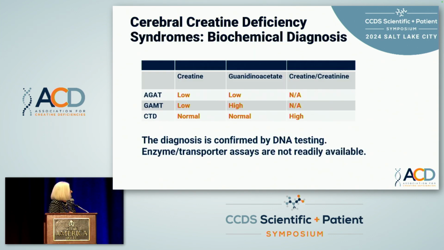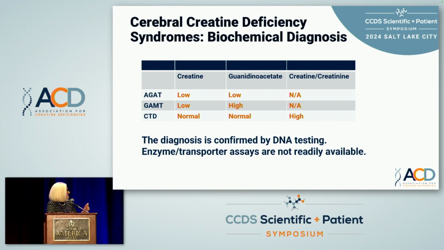Then we also have a way to diagnose them biochemically. I'm a biochemical geneticist, so I love the biochemical test, and I usually get very excited when I see some unusual results. So we measure them in plasma and in urine. In patients with AGAT deficiency, if you remember, in the first step of the synthesis, guanidinoacetate is not synthesized properly, and creatine is not synthesized.